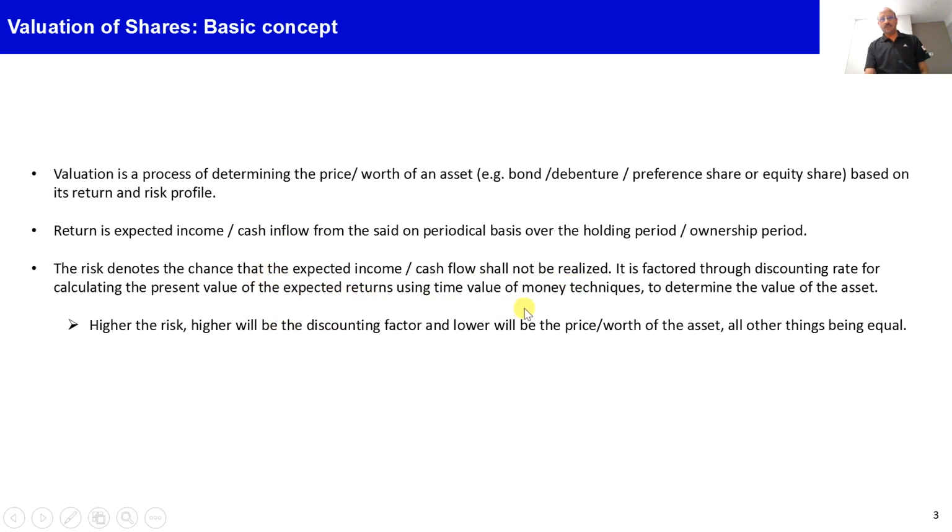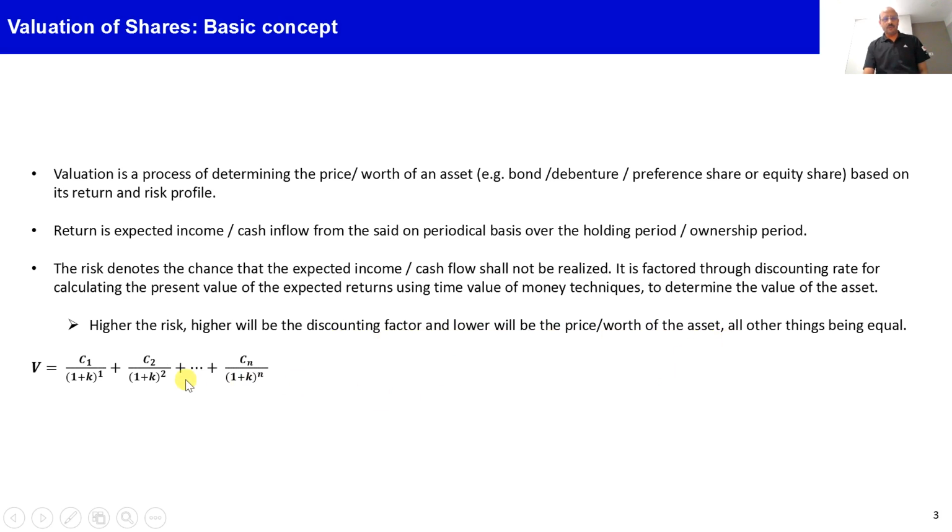And how is that variability captured in the valuation? It is captured through the discounting technique, or calculating the present value of those future income streams by discounting them at the required rate of return. So the higher the risk, the higher will be the discounting factor and the lower will be the price or worth of the asset, all other things being equal.